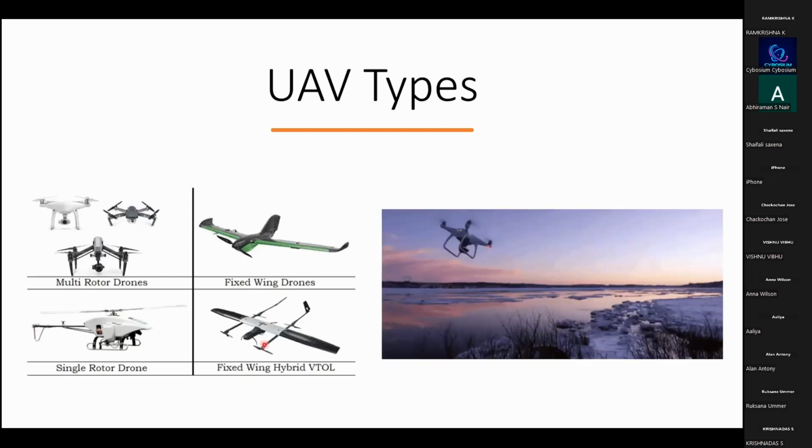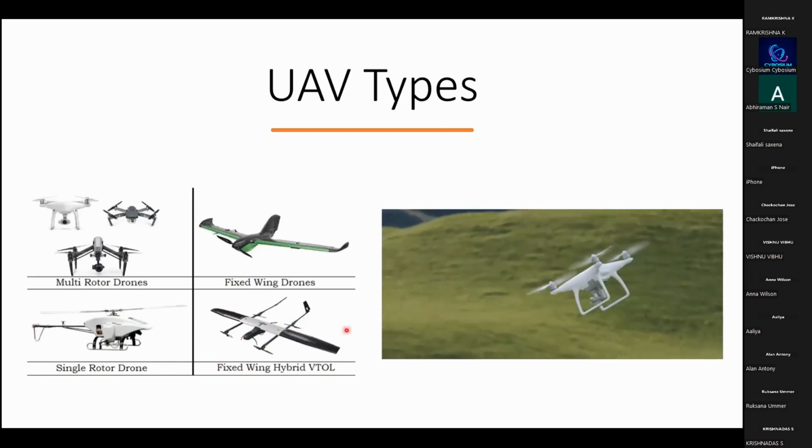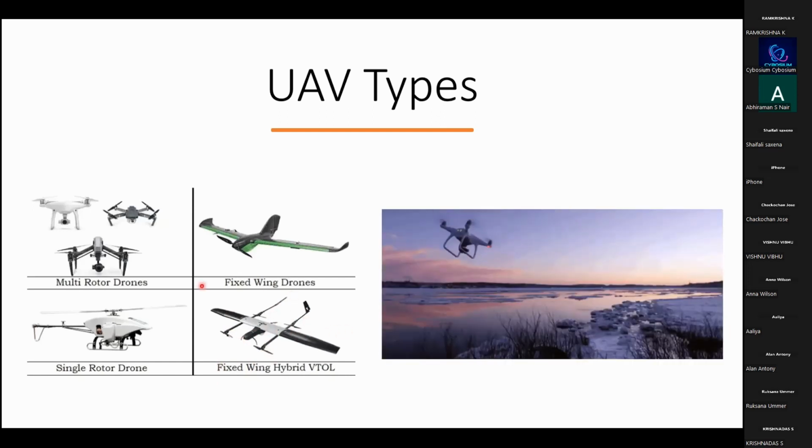Okay, so here while takeoff and landing, it uses those four motors like a quadcopter, and then for forward motion, it gets converted into fixed wing and it uses that propeller power, and then it does its own motion. Okay, so it has both the functionalities.